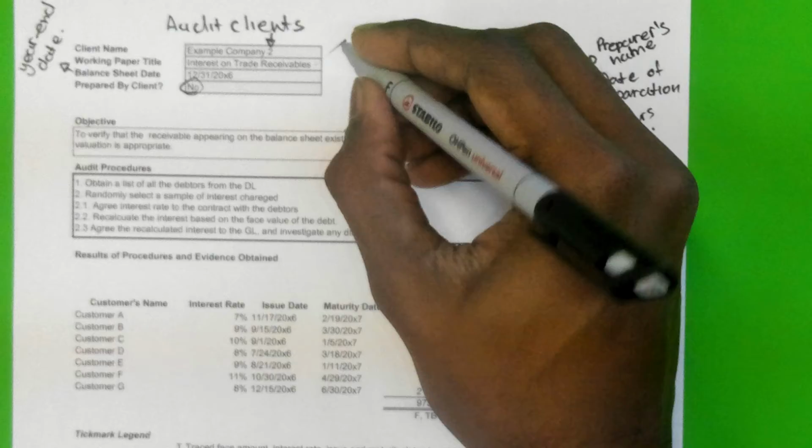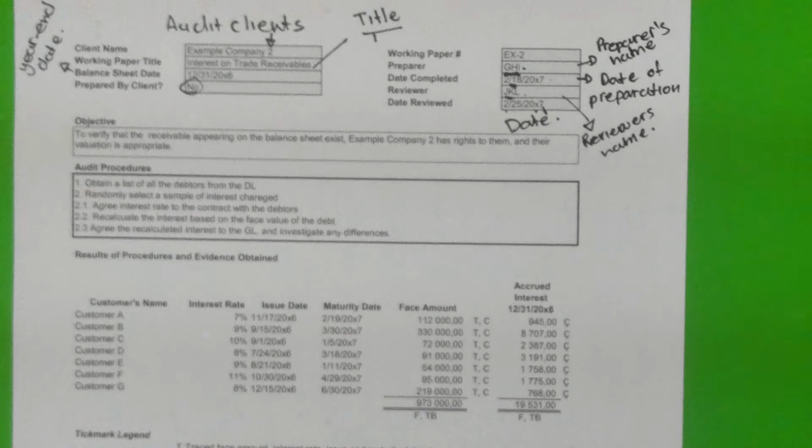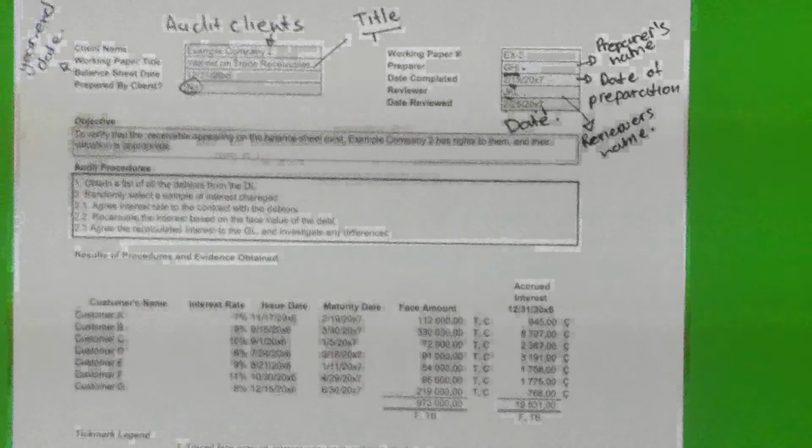Then you will have a look at this, and you will see that I've got here the title. It says interest on trade receivables, right? So this is the title of the working paper. The title of the working paper is important because it helps us to see what sort of procedures we have done in relation to this balance. It helps us to understand if there's more work that's needed.